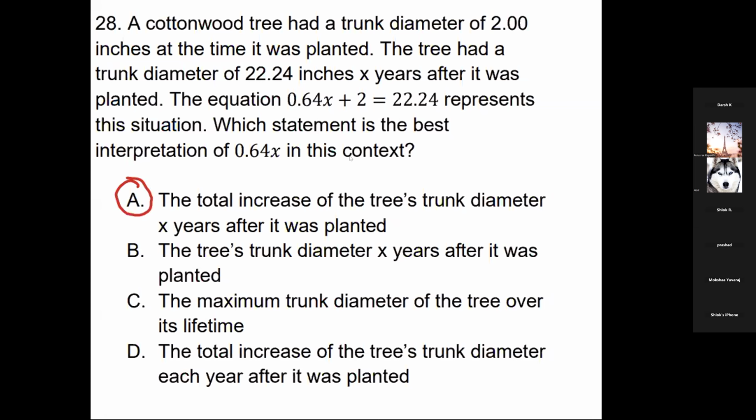Answer choice B would be the total because you'd have to add the 2 to it. Answer choice C doesn't even apply to anything. And answer choice D, the total increase in diameter after each year, this doesn't tell us anything about the total increase. We don't know what the maximum is. So the correct answer is A.